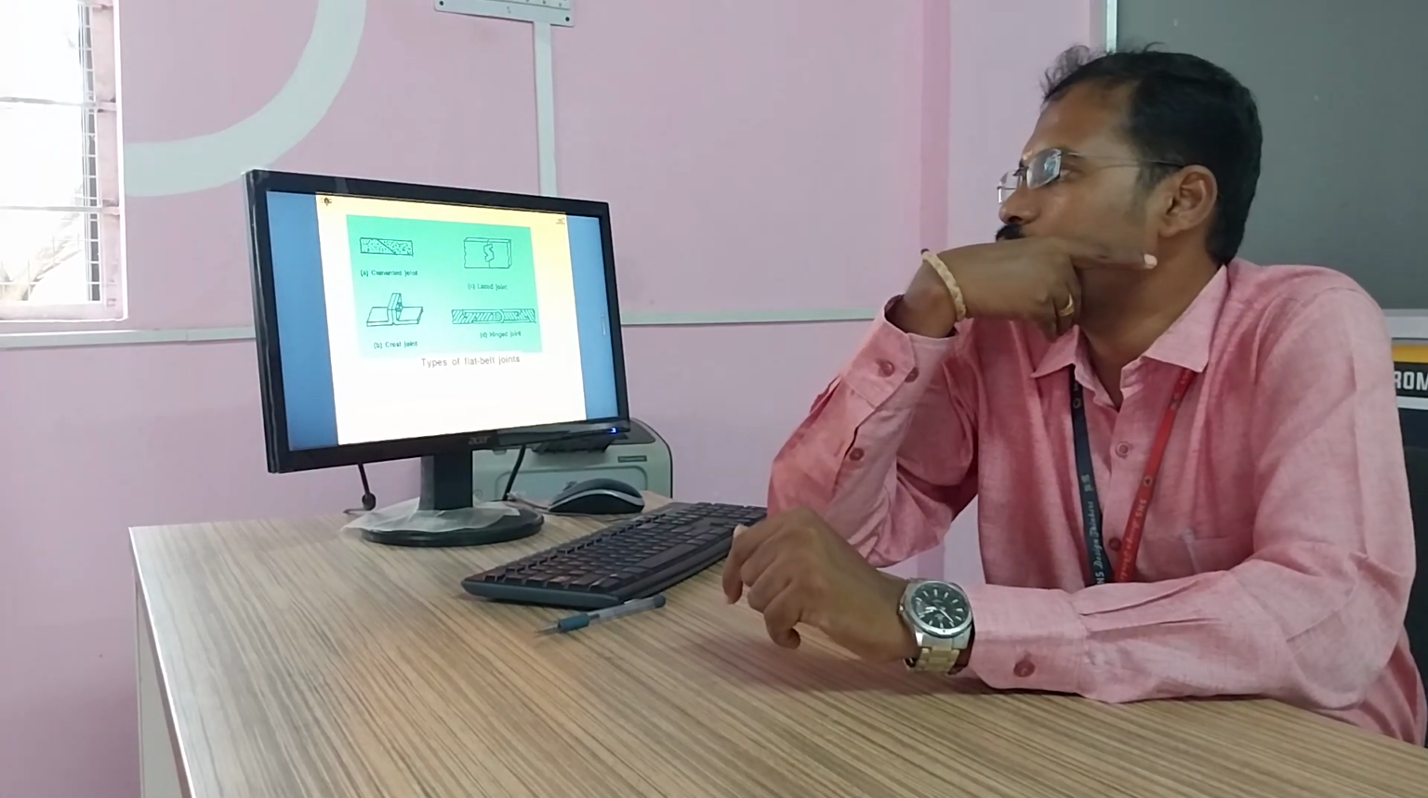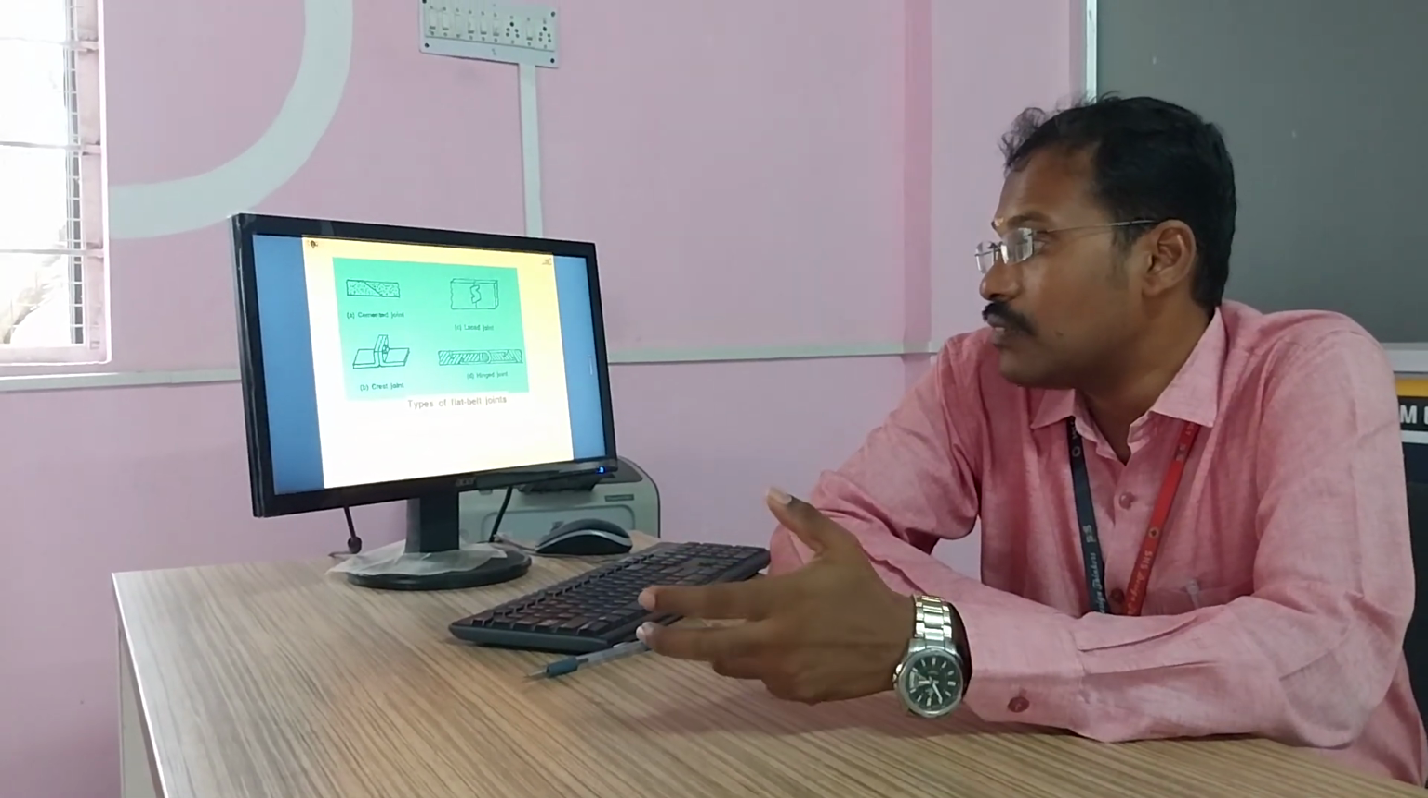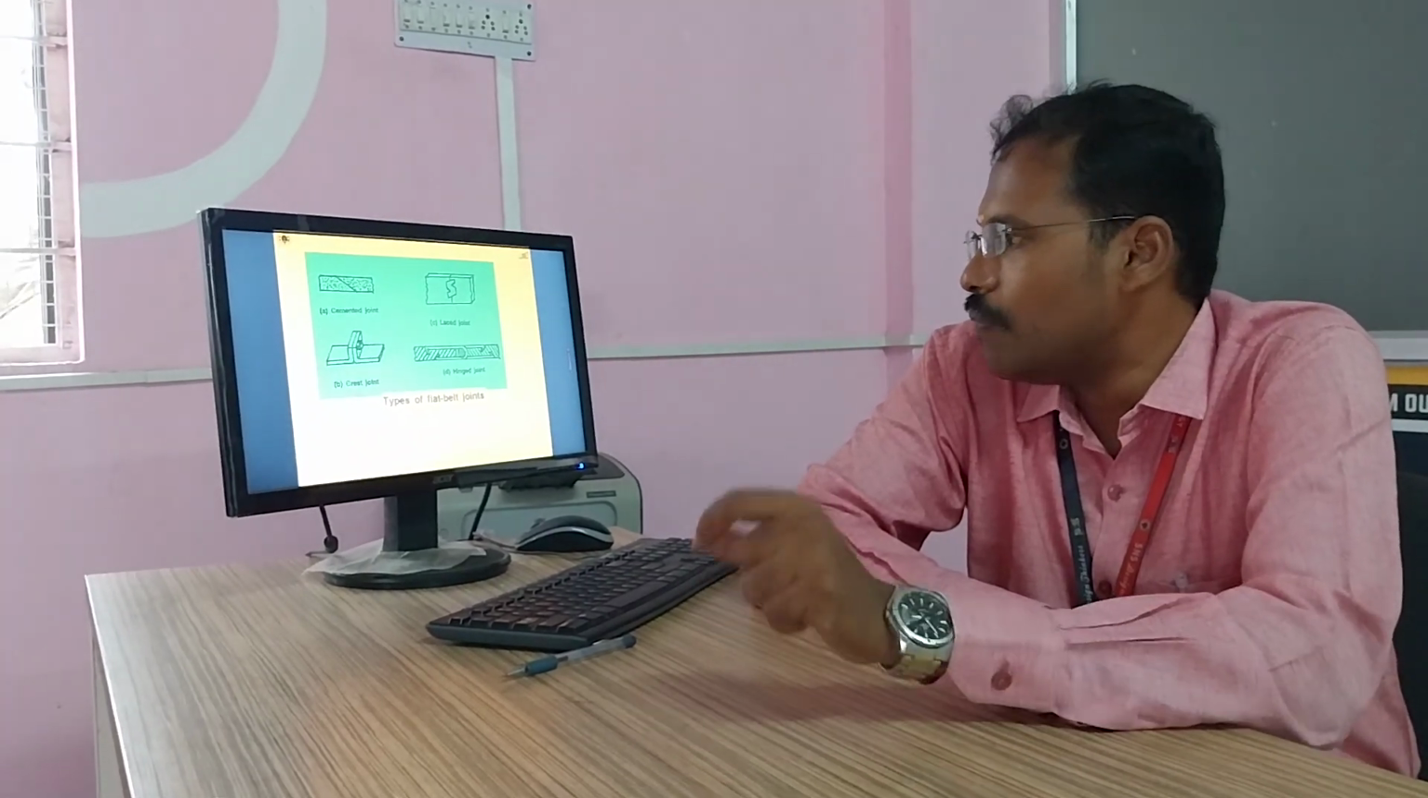Next, what are the types of joints available in the belt drive system? Cemented joints, laced joints, cusp joints, and hinge joints. Because of joints only, slippages will occur in the flat belt drive system. While choosing the belt drive system, you should first be careful in selecting the joints in different belt drive systems.